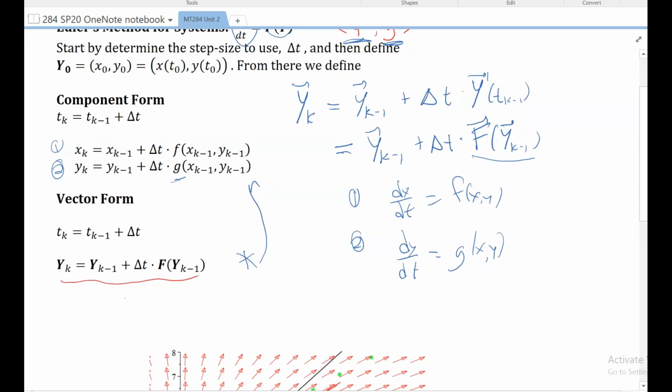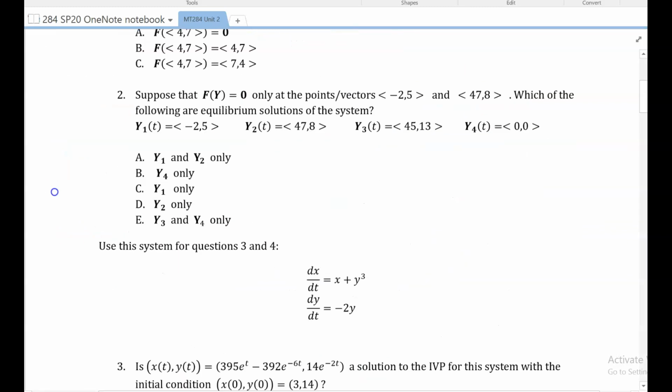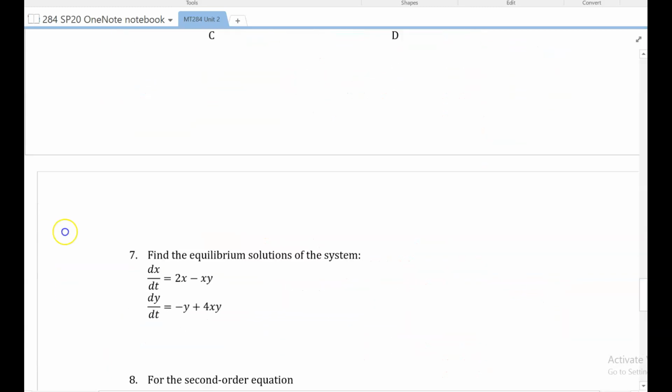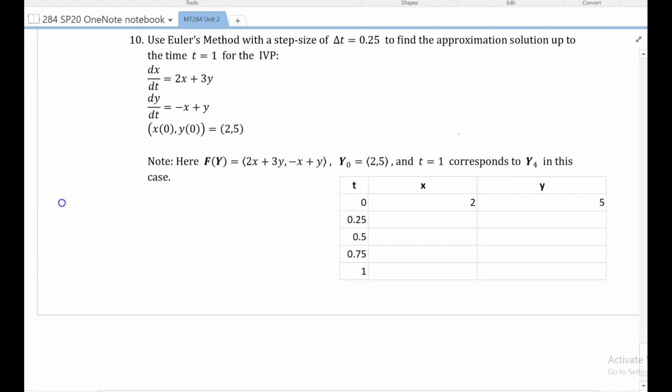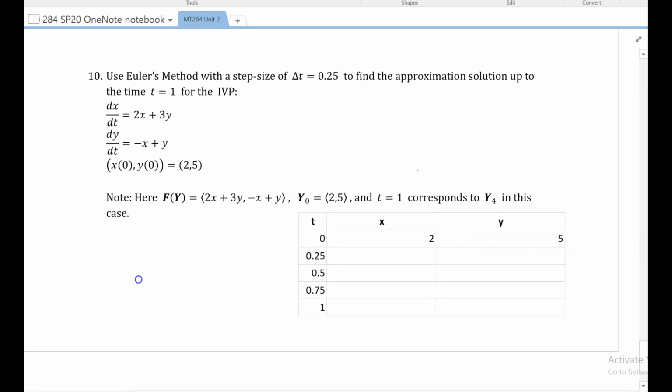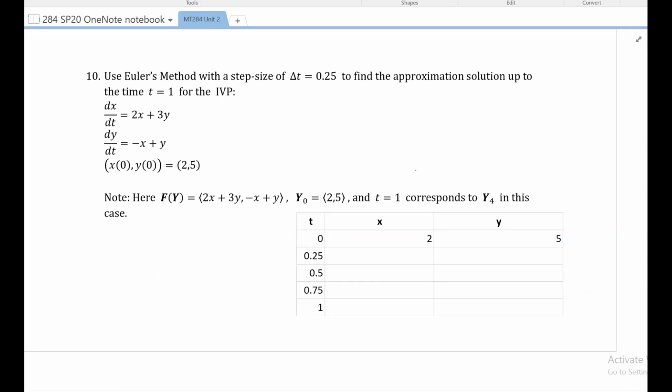So let's implement that in an example, and this is from the exam 2 review that we've seen posted, and it's the last example that I have on there. So let's work through this example together. We'll verify our work using Microsoft Excel, and then in a different video I'll show you how to implement this in Maple. Alright, so for this problem we're using Euler's method with a step size of 0.25.